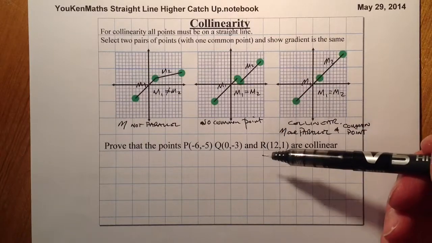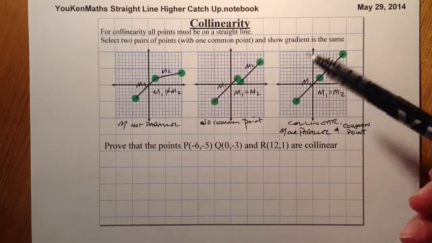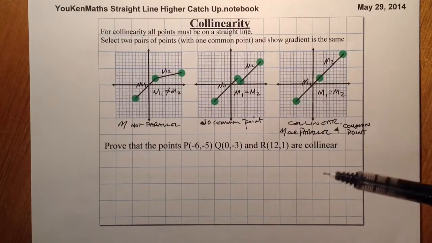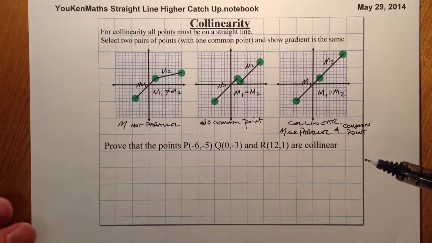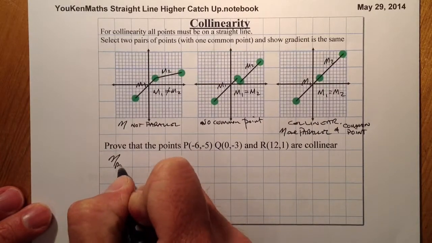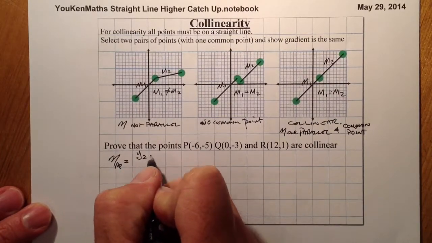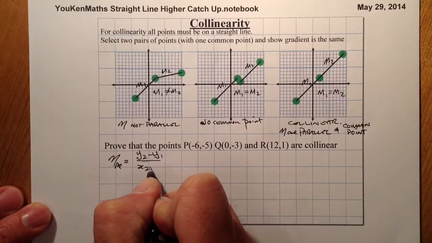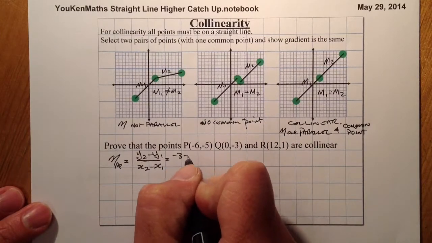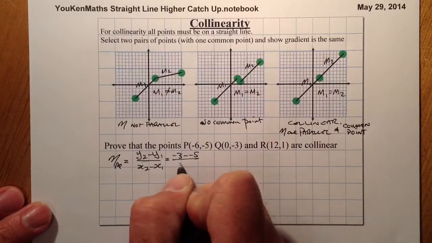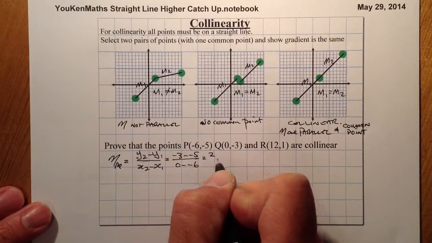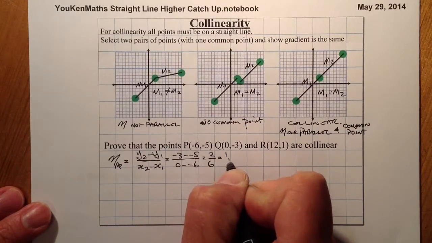Right, let's do the first example here, and I'll give you 3 questions to do after this. Prove the points P, Q and R are collinear, so they are in a straight line. Let's go for this one first of all. So what I'm going to do is work out the gradient of P to Q. Gradient PQ is y2 minus y1 all over x2 minus x1. So let's go for the minus 3, take away minus 5, all divided by 0, take away minus 6. Gathering that together, what I should have is 2 all over 6, which gives me a gradient of a third.